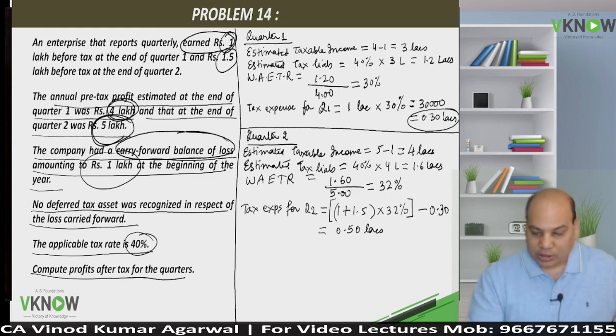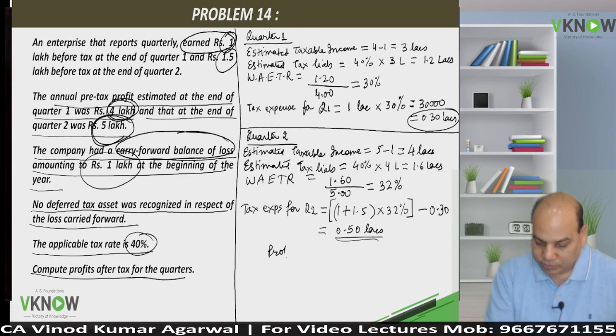Is it right? Please check the calculation. Don't trust anyone except yourself. So 2.5 into 32% minus 0.3 is 0.5. So 0.50 would be your tax expense for the quarter 2.